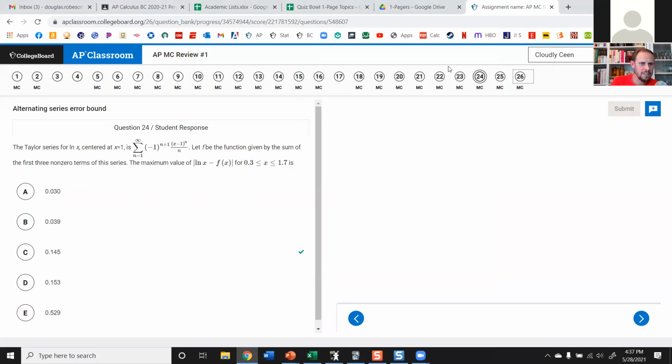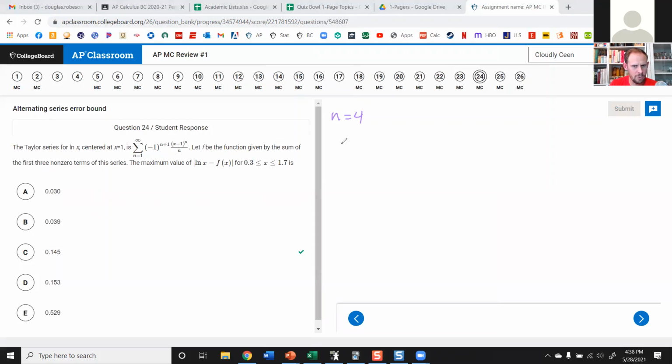All right, so this is an alternating series. That's one thing to notice. So that means the maximum value of the difference, the error, in other words, is just the next term. It says the first 3 non-zero terms, so that'd be 1, 2, and 3. So that means the next term would be n equals 4.